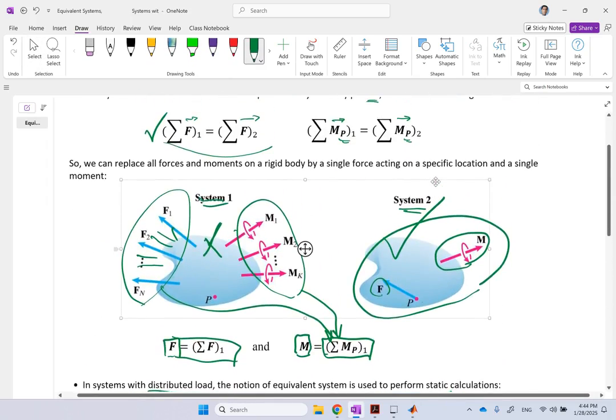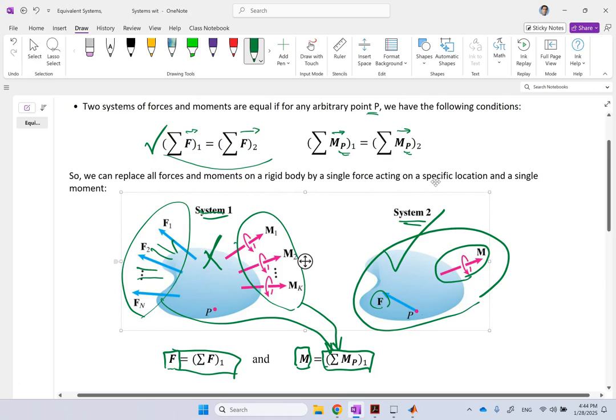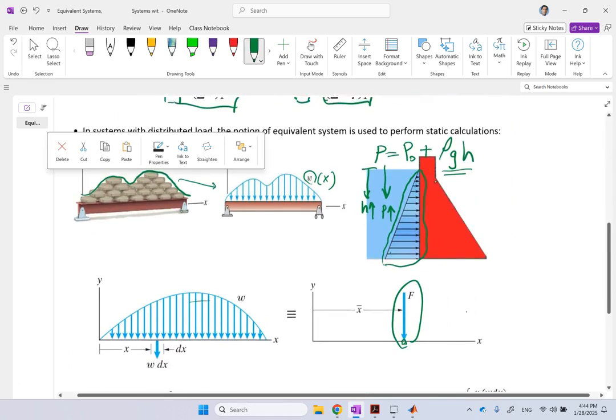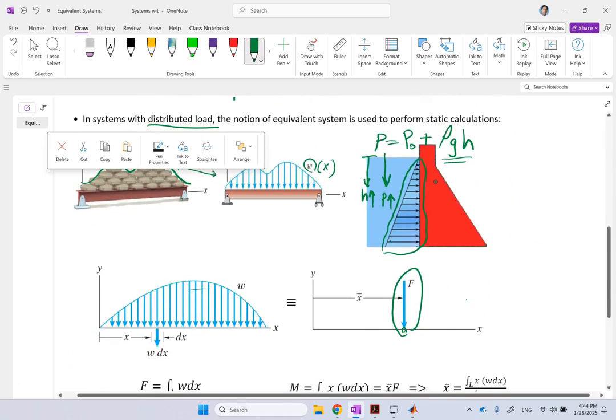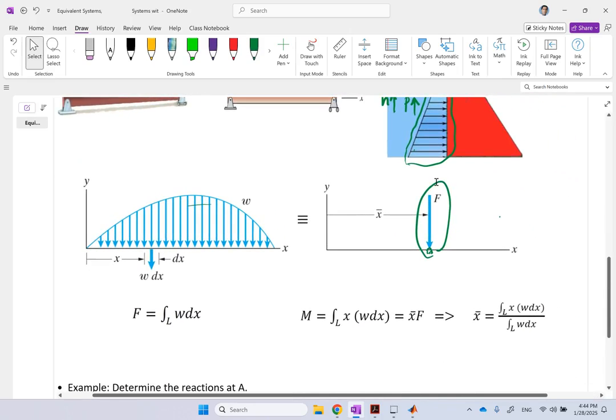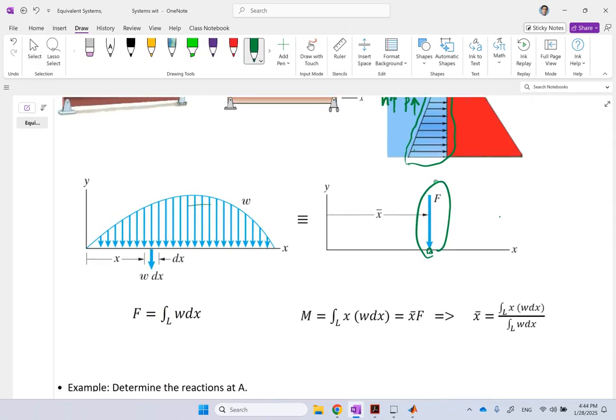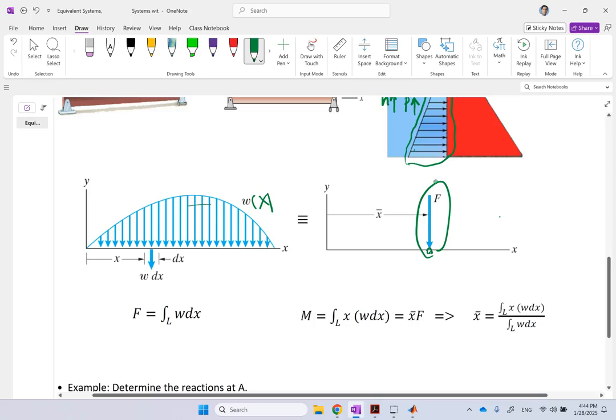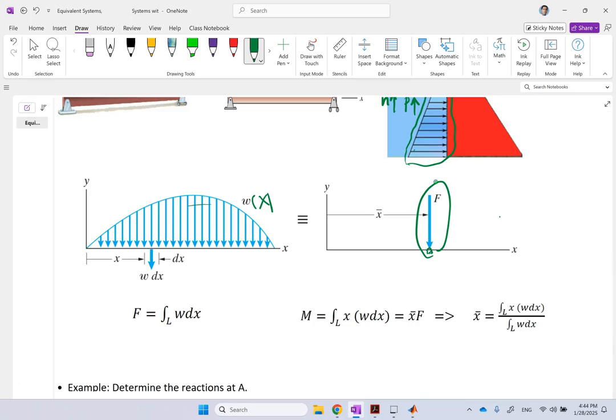So if I could replace all of these individual loads and couples with one single force and one single moment, can I do a similar thing here for a distributed load? The answer is yes, you can. How? For that, you need to do some integration. So let's say here is any object that has a distributed load w(x), a specific function with any shape, and you want to replace all of that with a single force. Where would you put it?